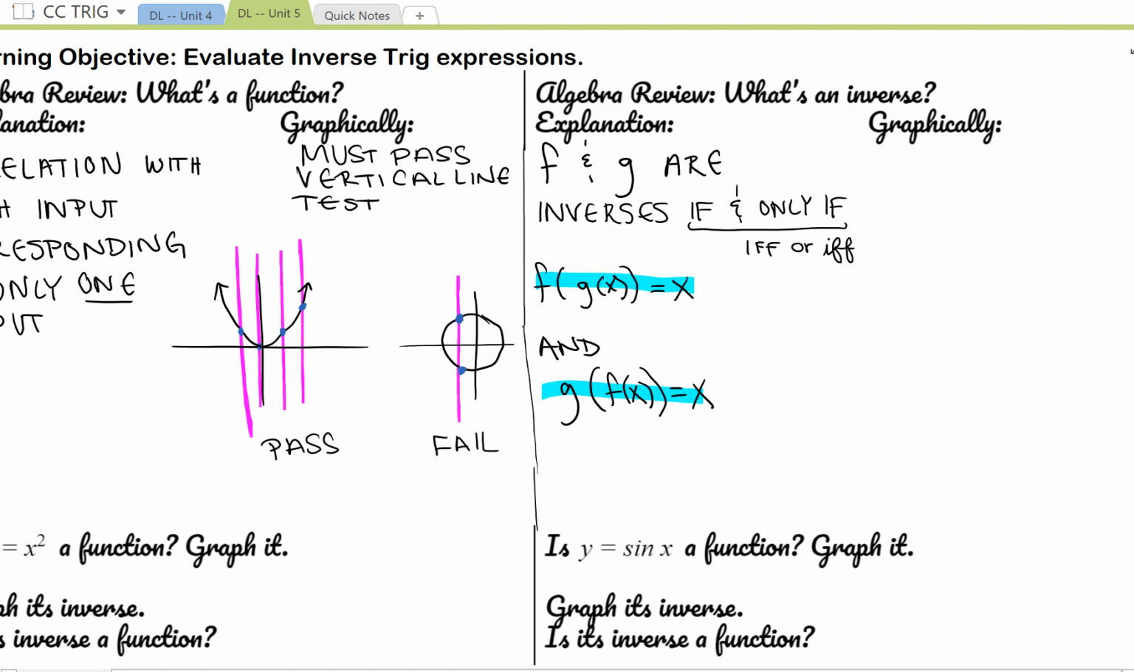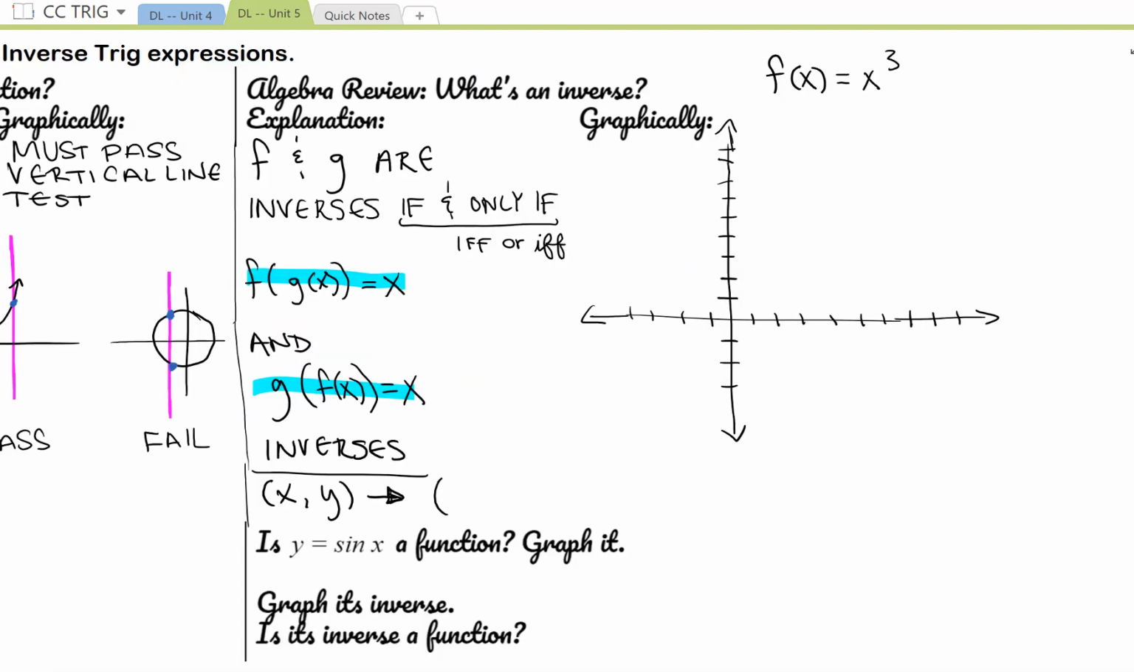What does an inverse look like graphically speaking? I'm going to graph f of x equals x cubed. Plugging in 0, I get 0. Plugging in 1, I get 1. Plugging in 2, I get 8. Plugging in -1, I get -1. And plugging in -2, I get -8. So something down here. This is called the cubic function because it's x cubed.